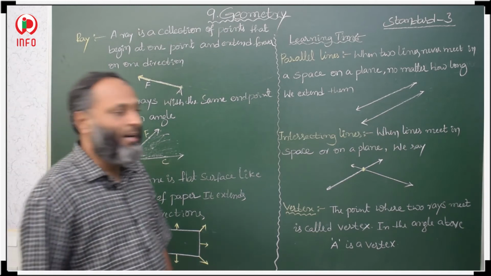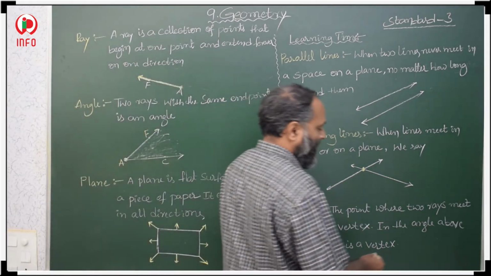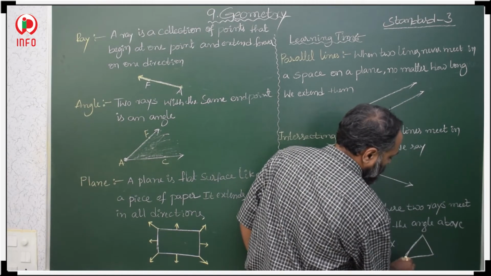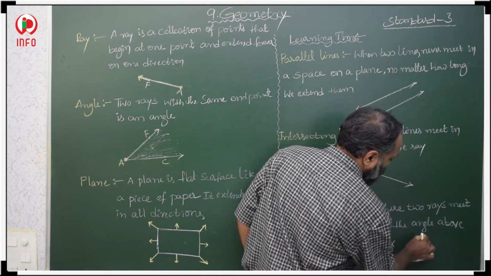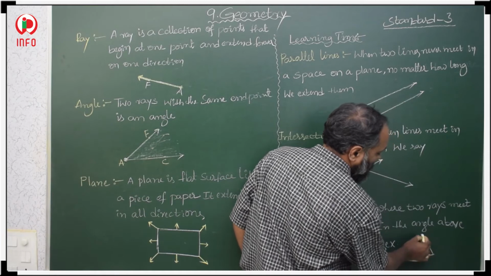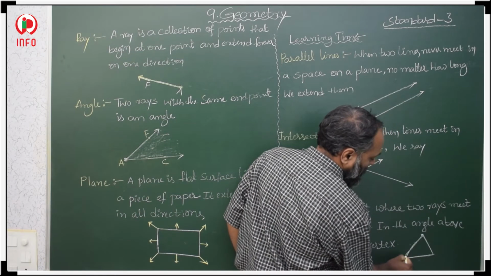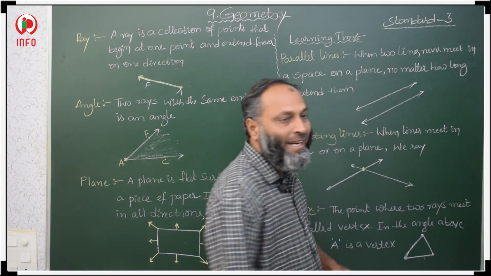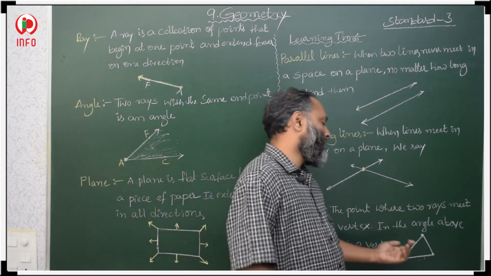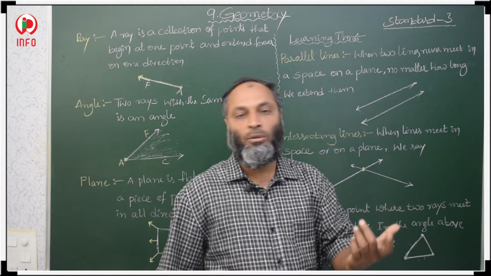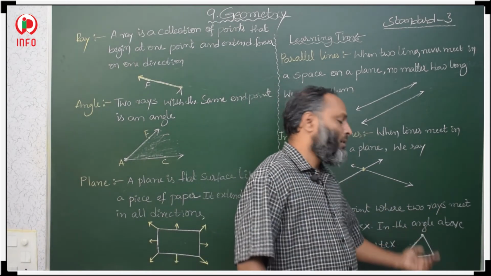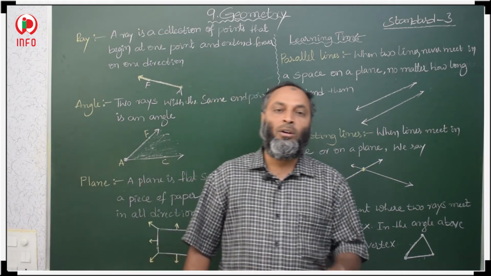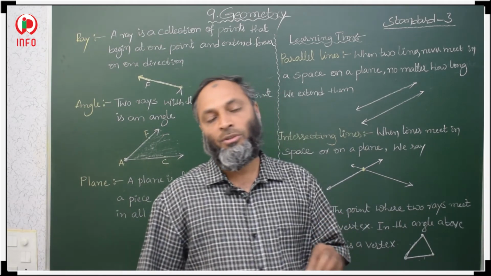In a triangle also, suppose this is a triangle, with three line segments. Here we have one vertex where these two line segments meet, another where these two line segments meet, and another where these two line segments meet. So the intersection point of two line segments or two rays or two lines forms a vertex. This is about vertex.